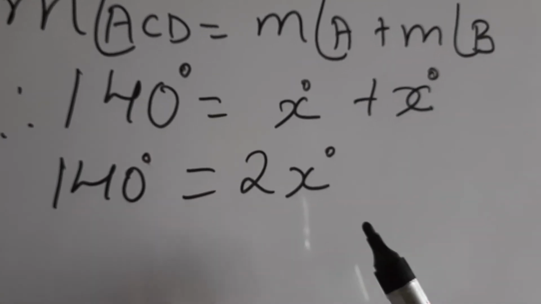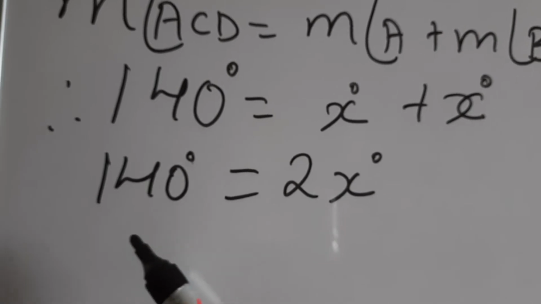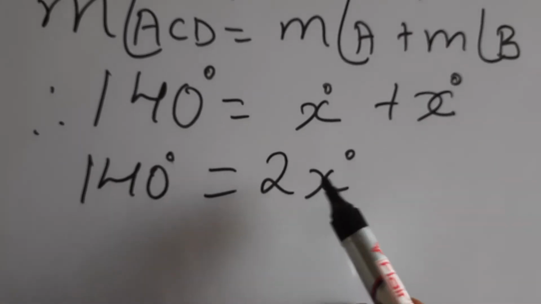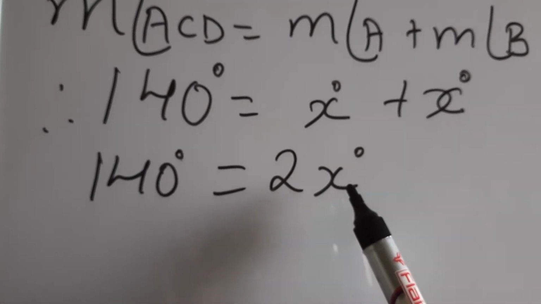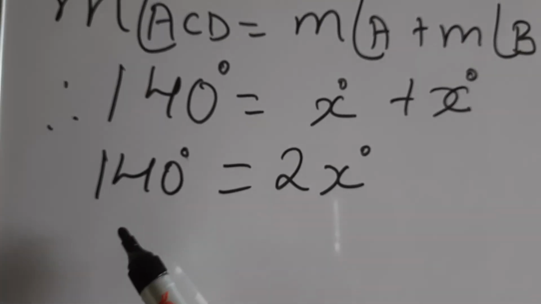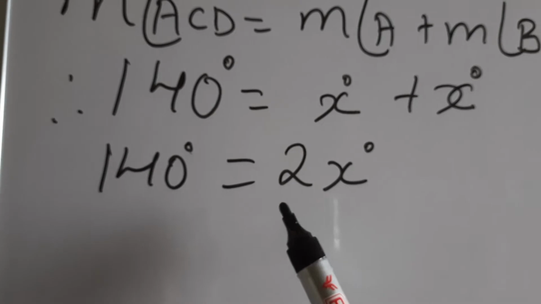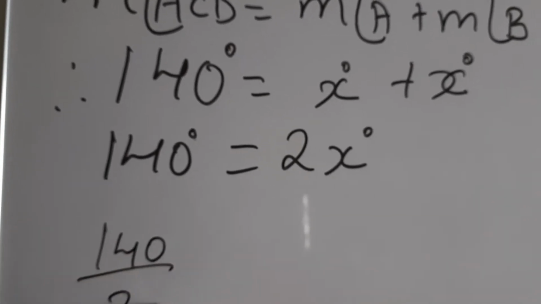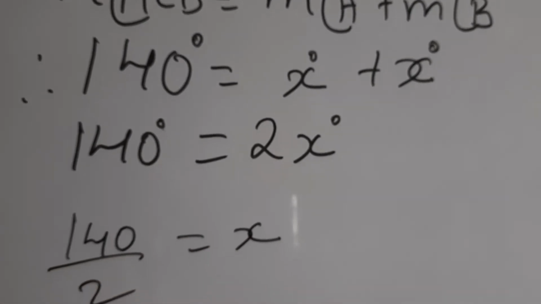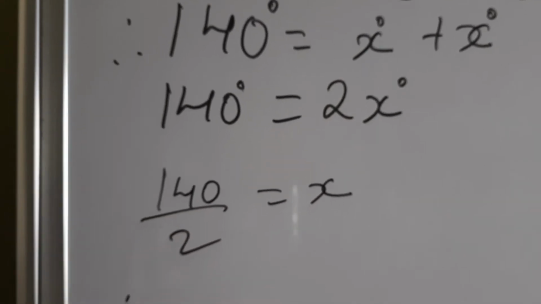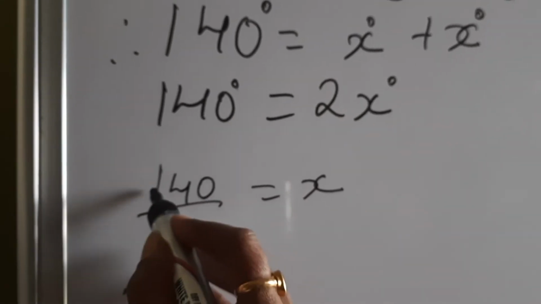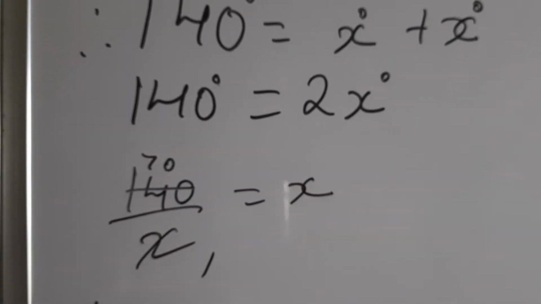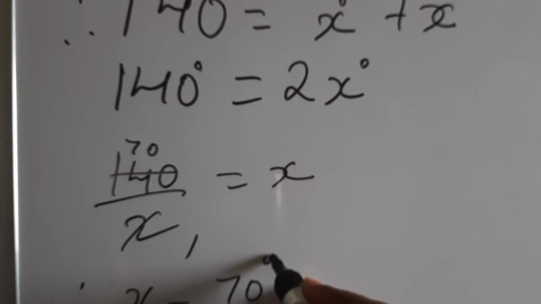Now you know you have to keep the x alone and take the 2 to the other side, to the left hand side. It's a multiplication here. 2 is multiplied with x. Okay, 2 into x. So when it goes to the left hand side, 2 will become division. So it will be 140 divided by 2 is equal to x. Therefore, x will be how much? 2 ones are 2, 2 sevens are 14, 0. So therefore, x is equal to 70 degree.